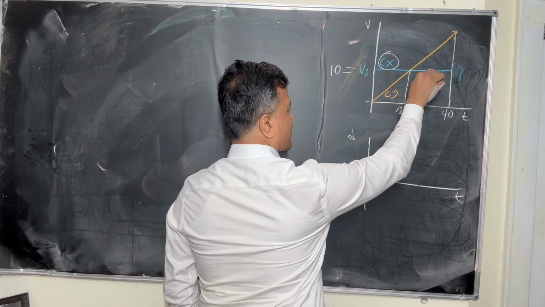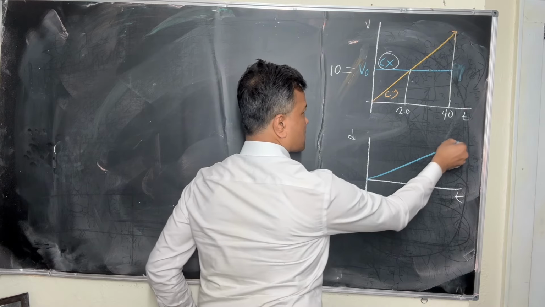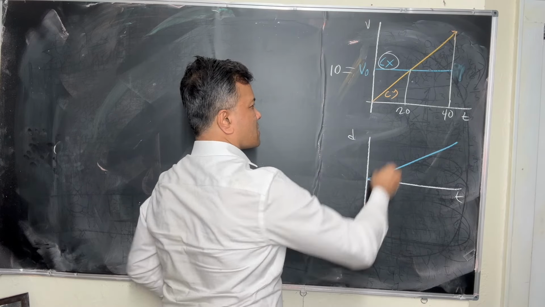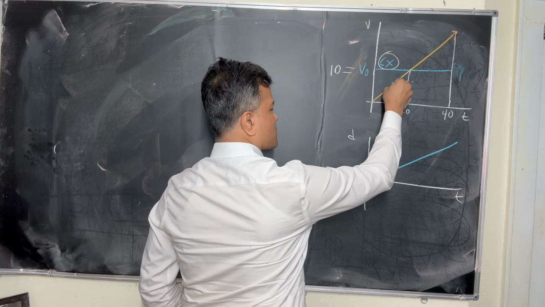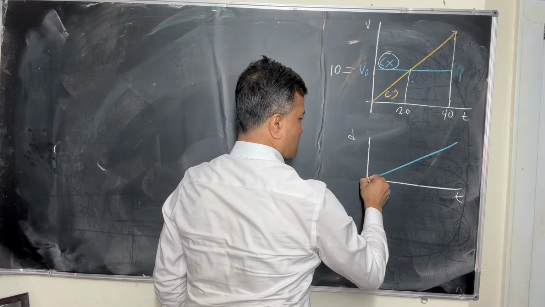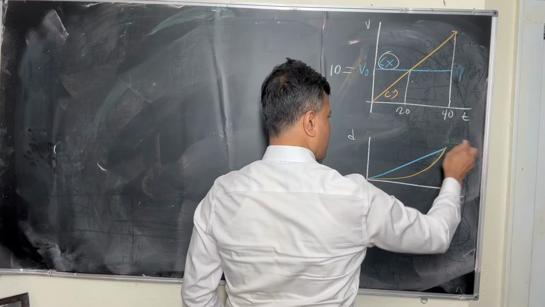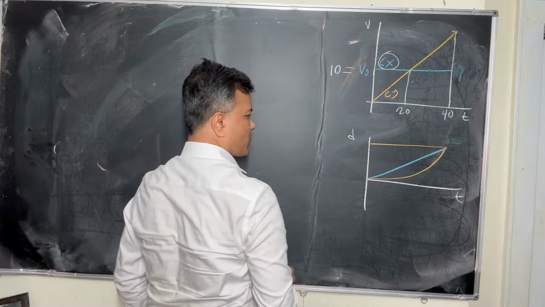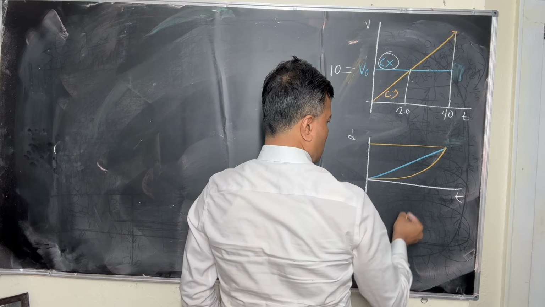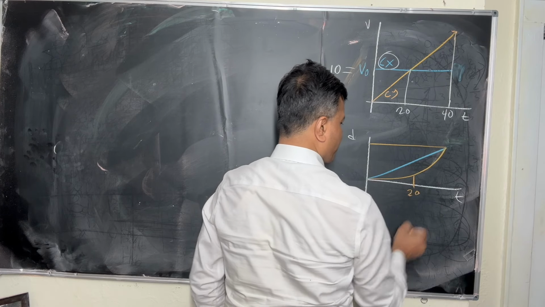This is a horizontal line, so this is going to be a diagonal line. This is a diagonal line, so this is going to be a quadratic. Okay, so I'm going to stop here, right here. This is an important point for us. This is also an important point for us. Let's say this is 20.